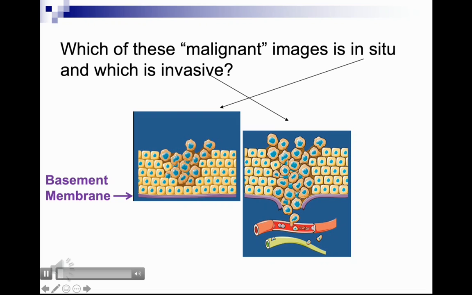The image on the left is in situ. All the malignant cells lie above the basement membrane. Localized, in place, pre-invasive, in situ. The image on the right shows invasion below the basement membrane. Invasion into blood vessels and lymphatics, which promotes distant metastasis.